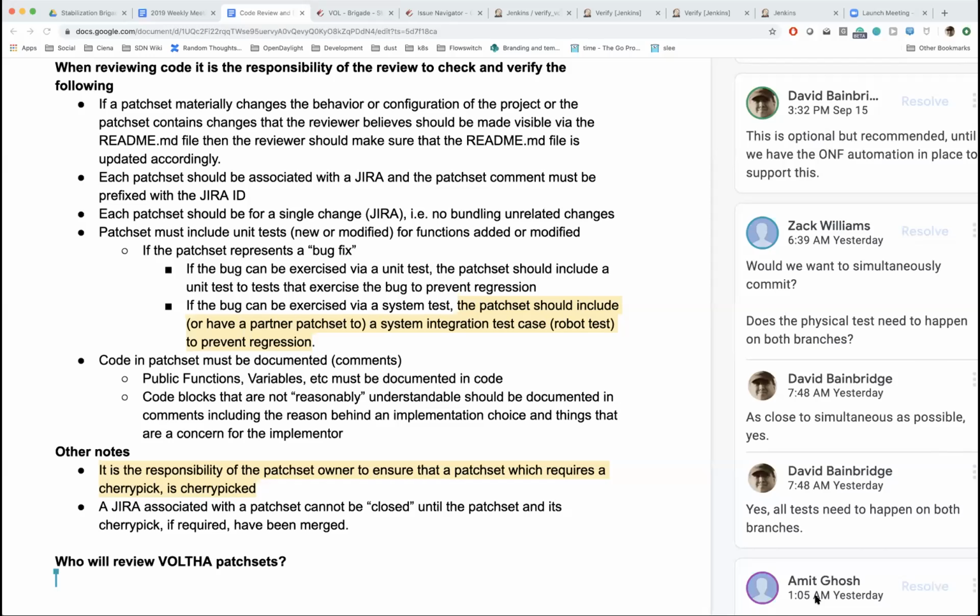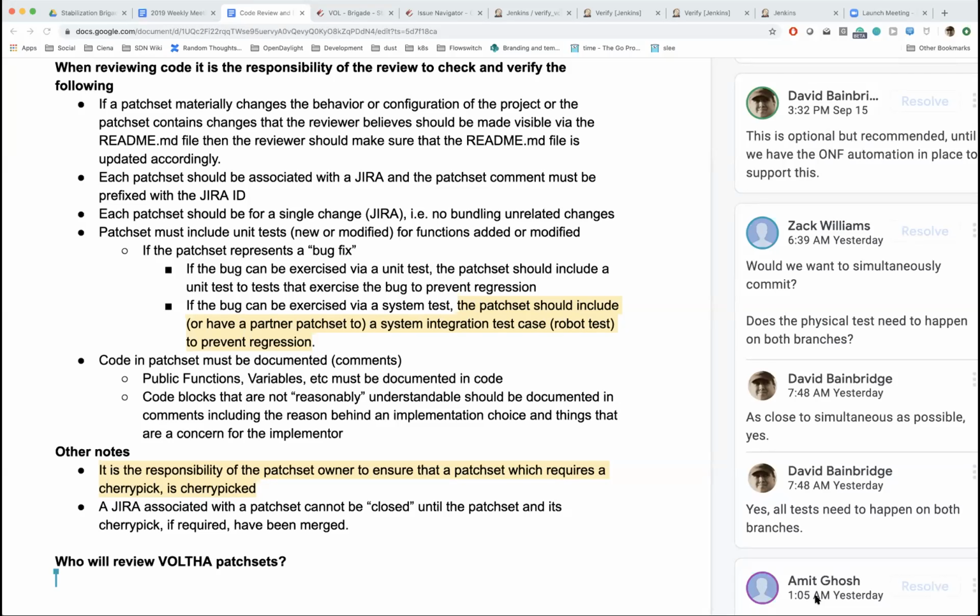that as you review the patch set, if you see that the patch set substantially changes the behavior, or you believe the README should be updated because of that patch set, make sure that README is updated, and if not, push back on the owner of the patch set to update it. Make sure the patch set is associated with a JIRA ID, and that the patch set is a single change patch set. In other words, we're trying to eliminate the idea of a patch set being a bundle of changes.